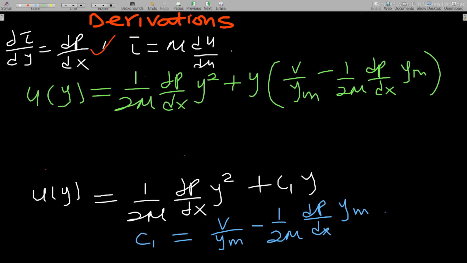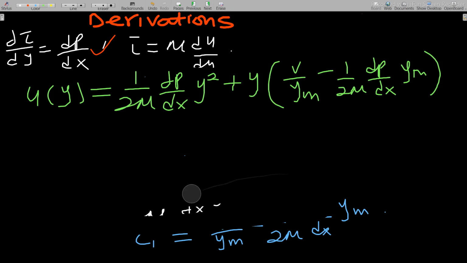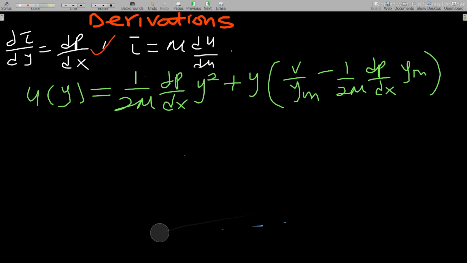So this is our v. Wow, it's very, very long like that. You can go ahead and simplify if you want, but you can also leave it like this if you understand it like this. Okay, so let's try to simplify this.